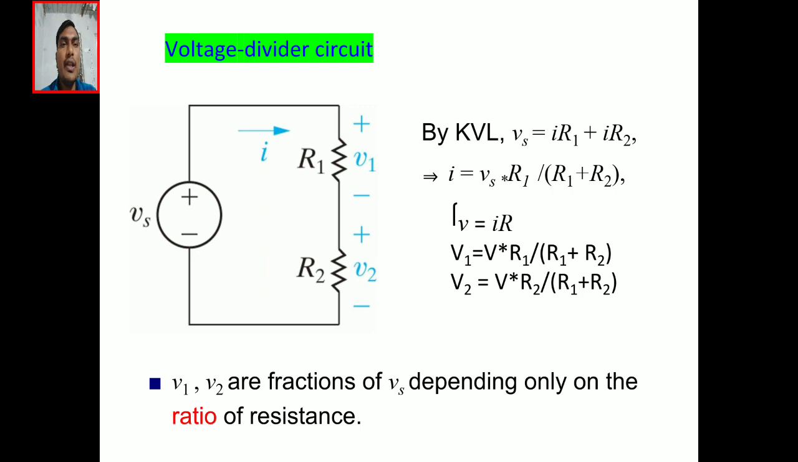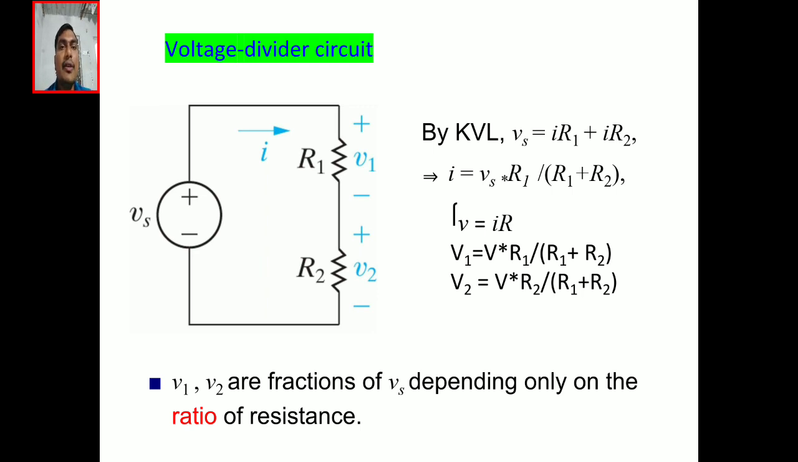This voltage division rule is useful in series circuits only. We can easily solve by without finding the current. We can find the voltage drop across each resistor in a series network.